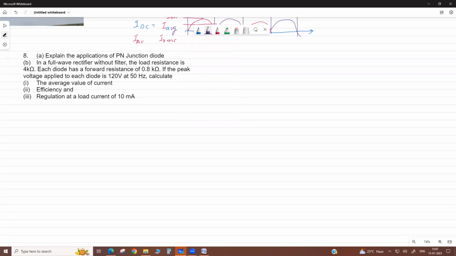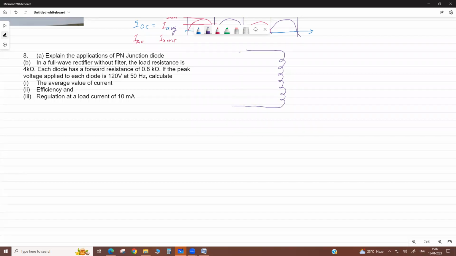Now the numerical. In a full wave rectifier without filter, the load resistance is this many kilo-ohms. Each diode has a forward resistance of this many kilo-ohms. If a peak value of voltage is applied to each diode, calculate. So here we consider a full wave rectifier with two diodes. Please draw the circuit.